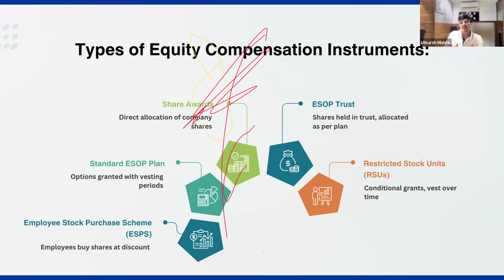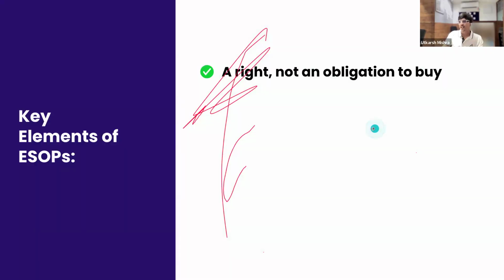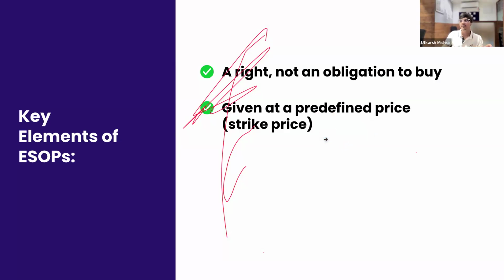Otherwise, one more thing I've seen founders do is in the first year they give, let's say, 20%. In the second year they give 40%, and the equity increases with the number of years. Then there are phantom shares as well. Some of the key elements of ESOPs: it is a right to buy, not an obligation to buy, and it is given at a strike price. So let's see what a strike price is.